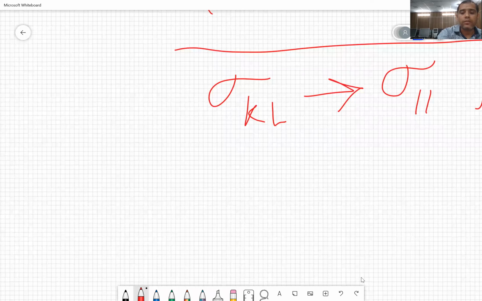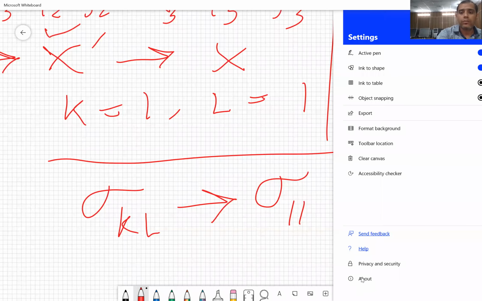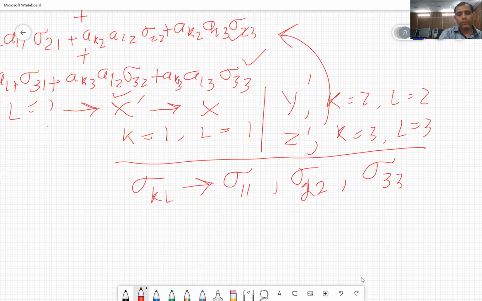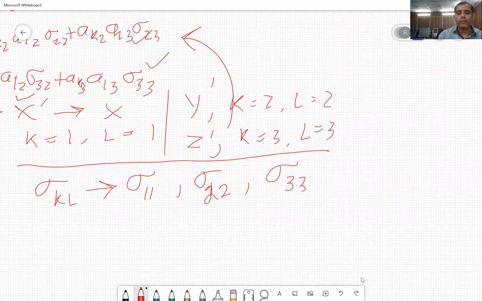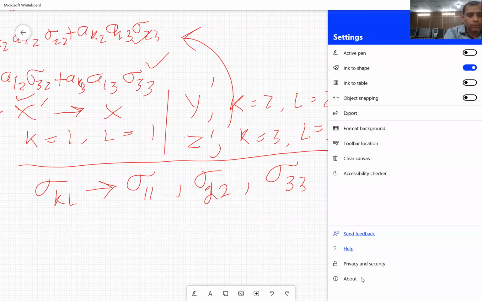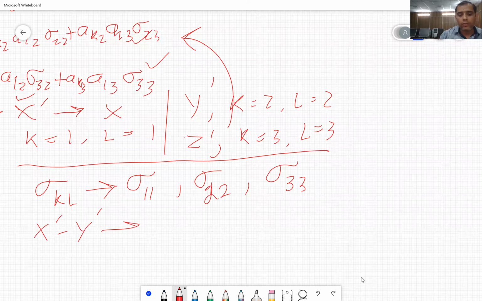So the question arises here also. If I'm talking about x dash, y dash, and z dash, and the stresses on the x dash and y dash plane, both combined, what will be the component? What will be k and what will be l? So k will be 1 and l will be 2.